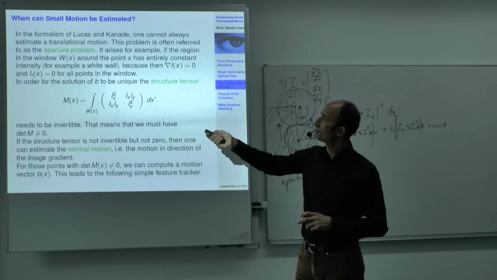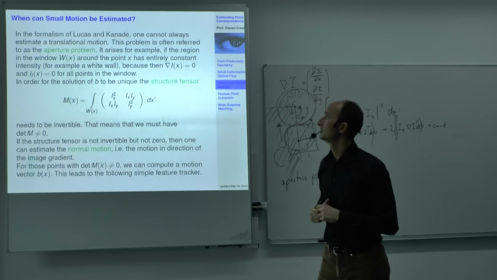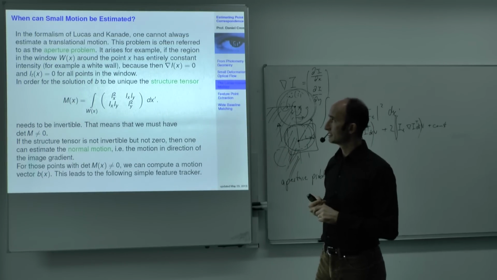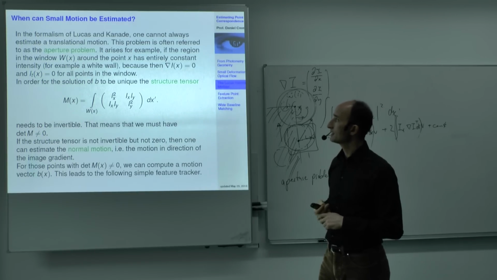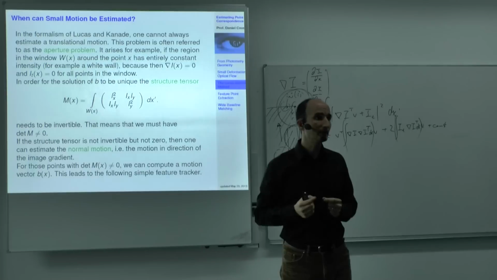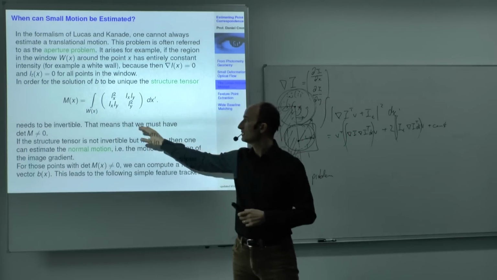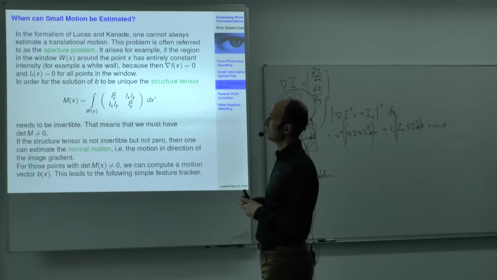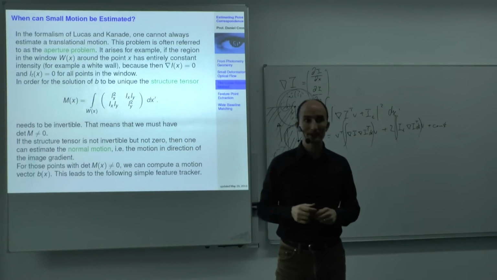I mentioned the aperture problem, the problem that you cannot always estimate motion by looking at a small window. The gradient may be 0, or it may be constant, or at least constant up to scale in the whole window. We saw that for this structure tensor, this matrix, to have a unique solution to this equation, it has to be invertible, and that means the determinant must be non-zero. Interestingly, once you implement this with real-world data, you'll find the determinant is always non-zero.